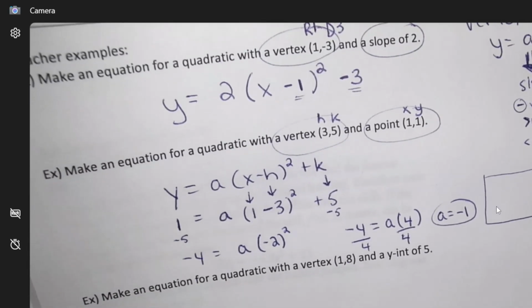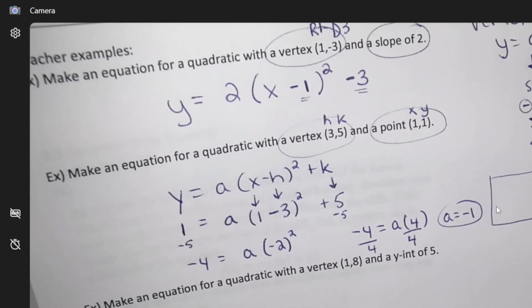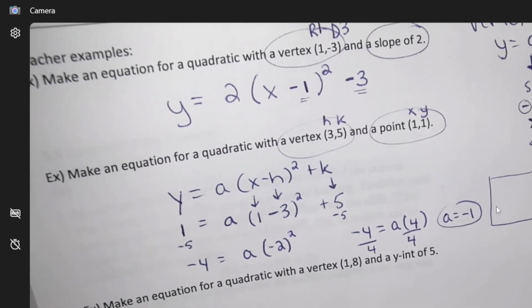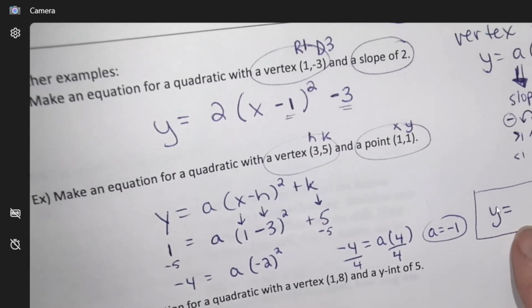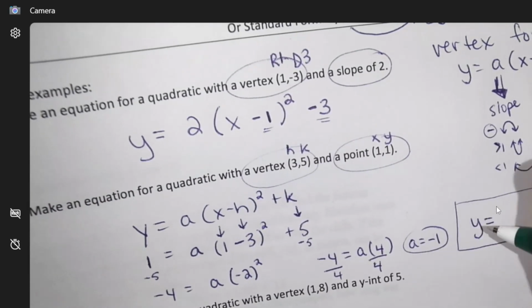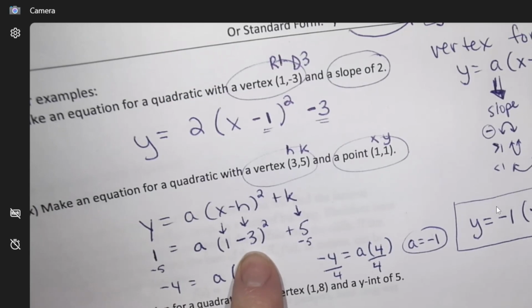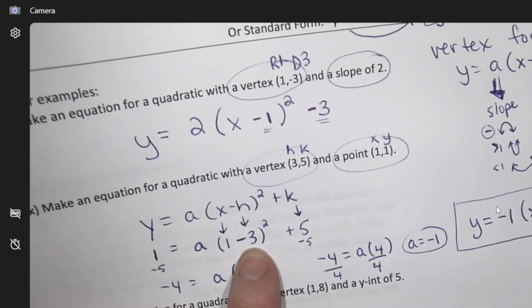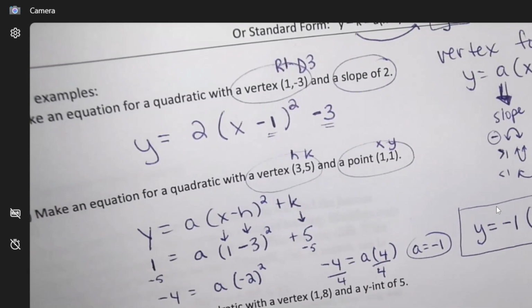Okay, so we need to write our equation. Every time you write your equation, you have to have your slope and your vertex in there, and you've got to leave spots for x and y. So here we go. Y equals, so leave y open. A is now a value of negative 1. We figured it out. X is open. And then we wrote minus 3 squared plus 5. So that tells me if I know my vertex and my slope, I can graph stuff.